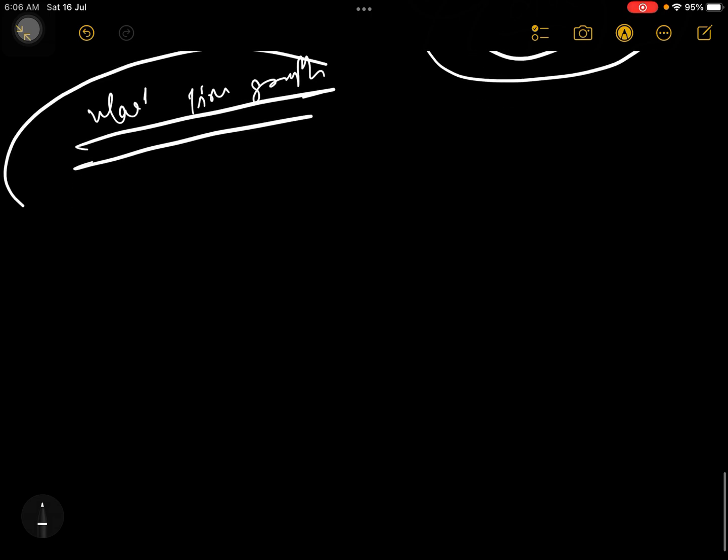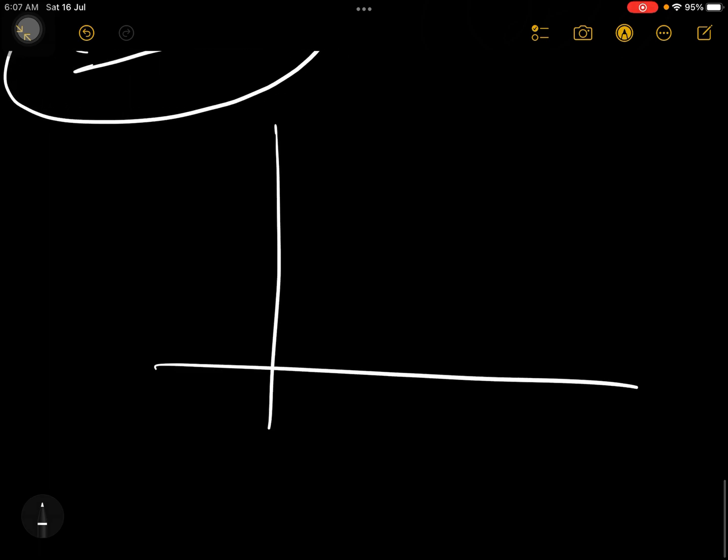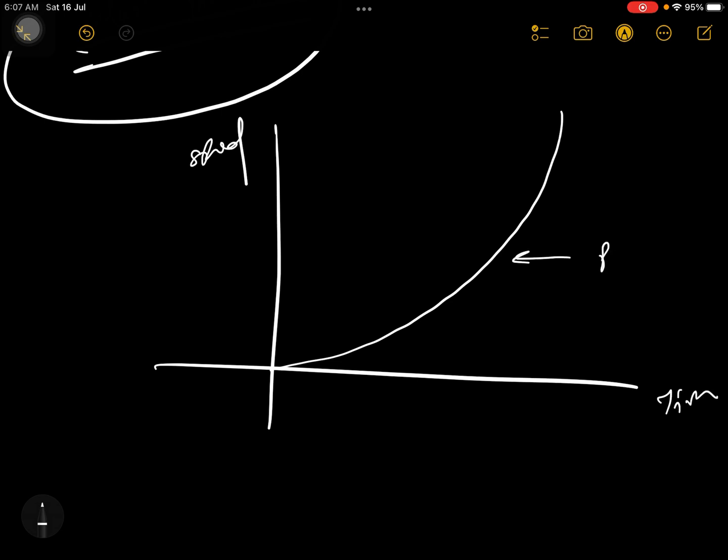But before this graph, let's solve one numerical here. So suppose you have this as your speed and time graph. And suppose, just an example, this curve is a parabola. What kind of parabola is this? I'm going to just give you a parabola. This graph is a parabola.